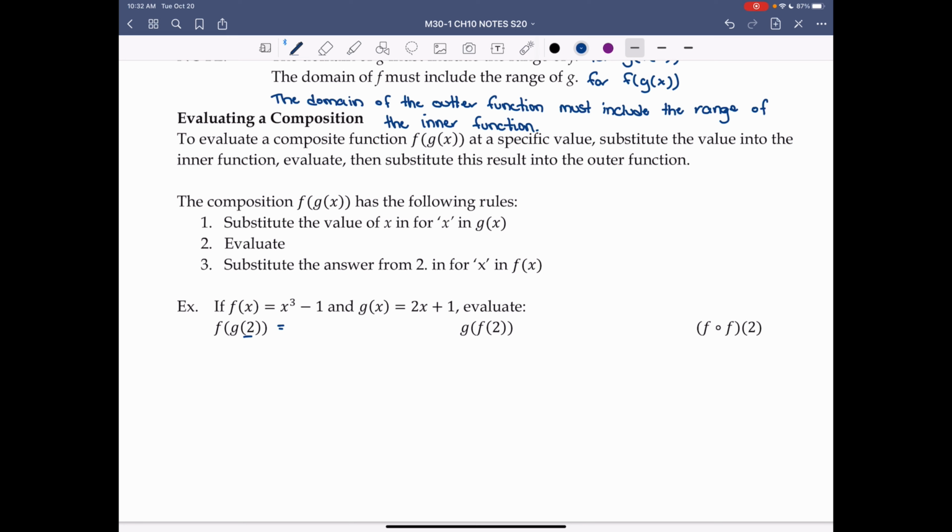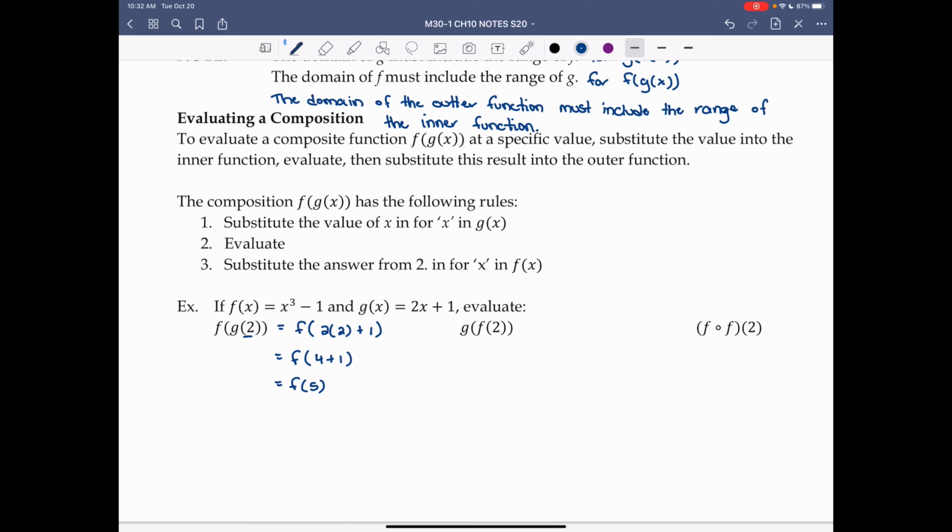So we can write this as f of, what is g of x? It's 2x plus 1, and we're subbing in a 2 for x. So 2 times 2 plus 1. Then we can evaluate that, f of 4 plus 1, which is f of 5.